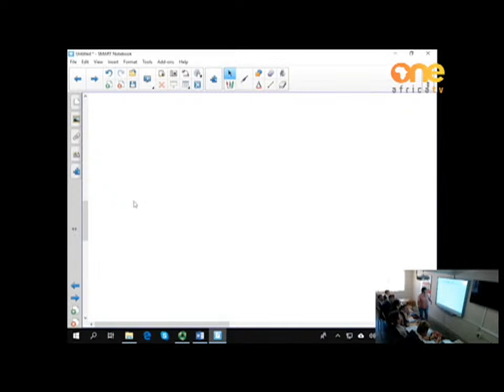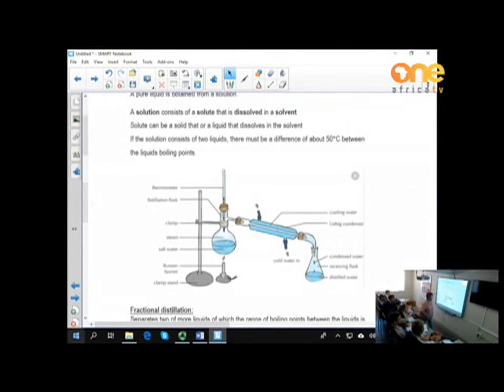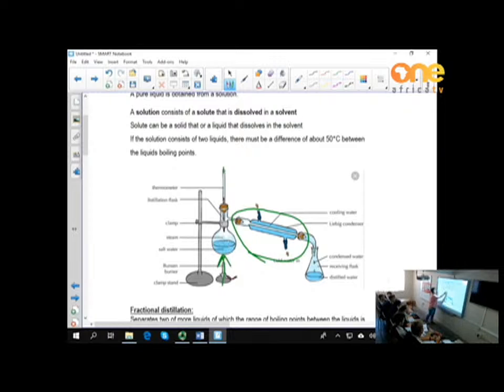Well, with liquids of which the boiling point differs by about 50 degrees. Now we use an apparatus, this thing over here, called a Liebig condenser. That part there is a Liebig condenser. It's a simple process. You take your mixture and you heat it up. You'll have a thermometer so that you know what temperature the mixture is at, so that you can control the heat of the flame so that only the first substance vaporizes.